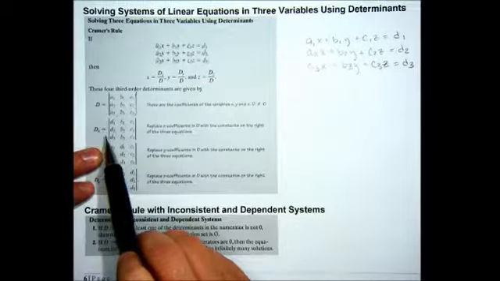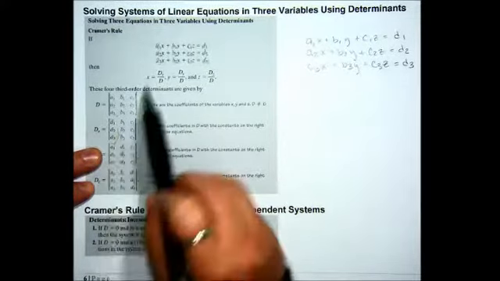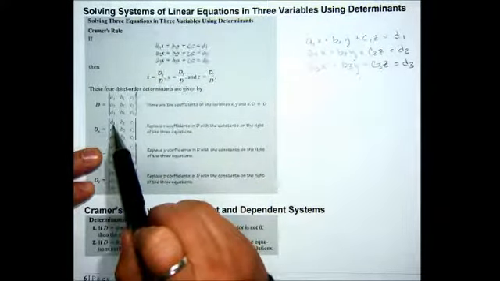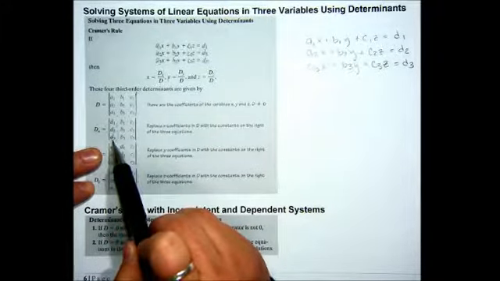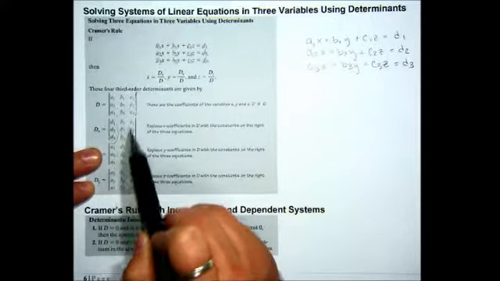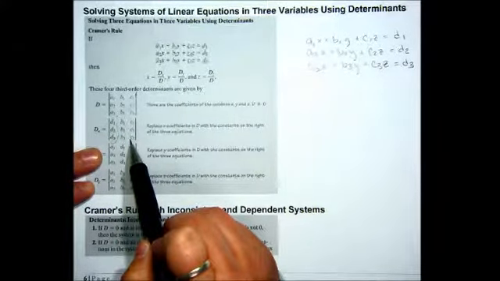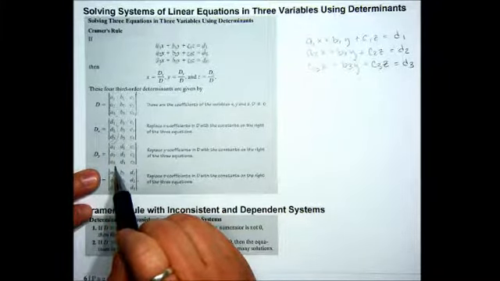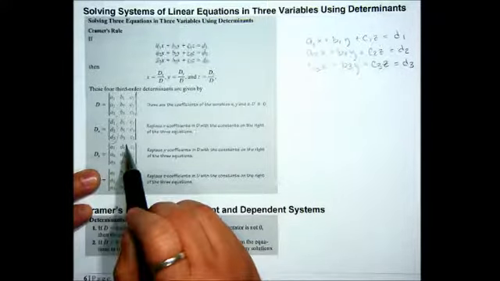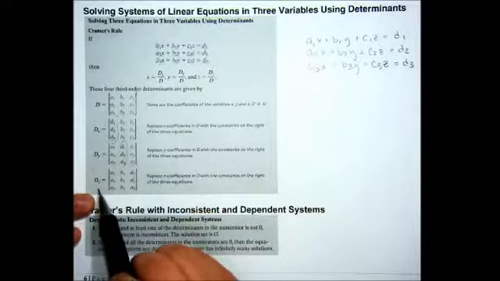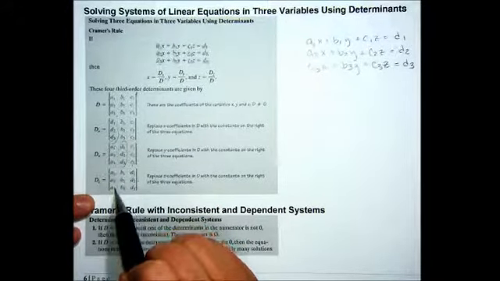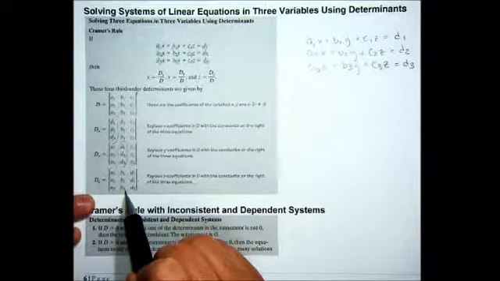For Dx, you want to replace the A's with your D's. So replace the x coefficients with the D coefficients. The D's go here, the B's stay, and the C's stay. Again, the determinant of that. For Dy, you want the determinant where the A coefficients stay where they are, the B coefficients change to the D's, and the C coefficients stay where they are. Dz is where your A coefficients stay, the B coefficients stay, and the C coefficients get replaced with your D's.